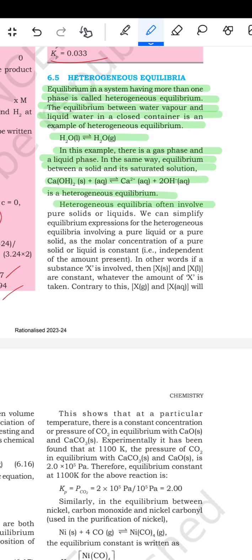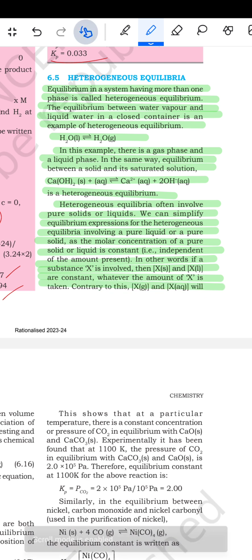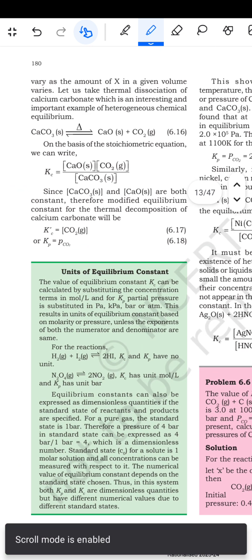Heterogeneous equilibrium often involve pure solid or pure liquids. We can simplify the equilibrium expression for the heterogeneous equilibrium involving a pure liquid or the pure solid, as the molar concentration of a pure solid or the liquid is a constant, that means independent of the amount present. In other words, if a substance X is involved, then the X solid and the X liquid are the constant, whatever the amount of the X is taken. Contrary to this, X gas and the X aqueous will vary as the amount of X in a given volume varies.